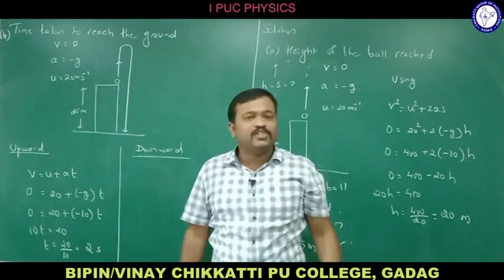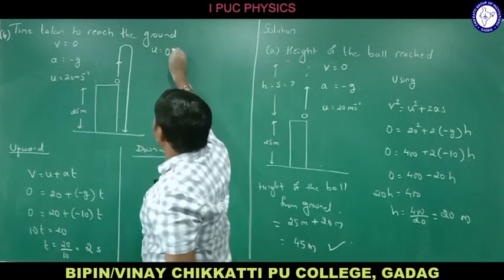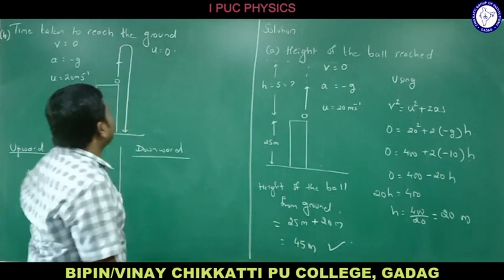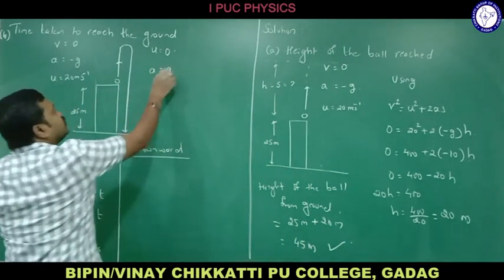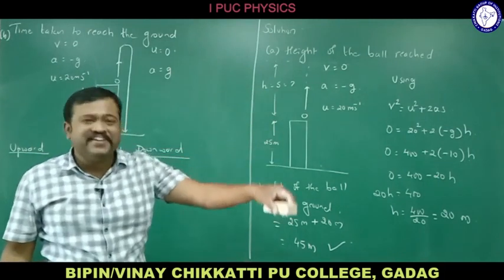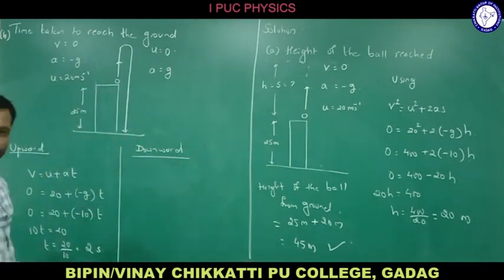What is the initial velocity now? It is 0, because at the top we are considering, right? What is the final velocity? We don't know, so I cannot write that here. Another thing we know is acceleration. What is acceleration? Plus g. Why plus g? Because now the body is moving downwards. Whenever the body is moving downwards, take acceleration as g.